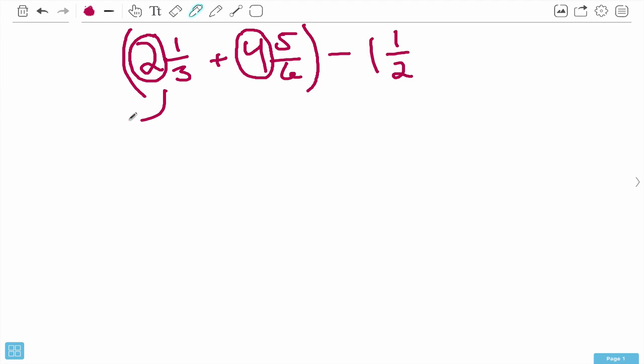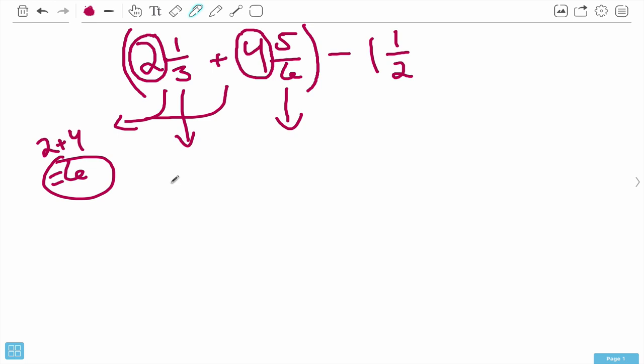So 2 plus 4 equals 6. So we got that taken care of. Now we can work on our fractions. 1 third and 5 sixths. So 1 over 3 plus 5 over 6.